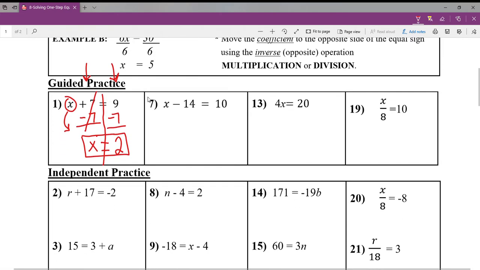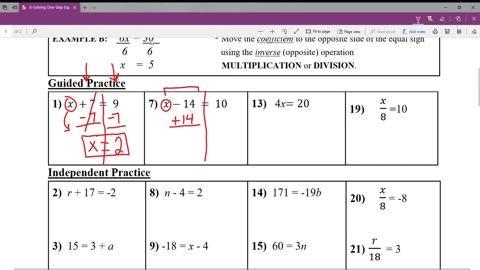So now I'm going to go through number 7 right here. So same thing, I'm going to draw a line down my equal sign and this variable. So my variable's on the left side of my equation, so that's the side I'm going to work on. If it was on the right side, then I would work on the right side of my equation. So now over here I have minus 14. So I'm going to do the opposite of subtracting 14. So the opposite of subtracting 14 is add 14.